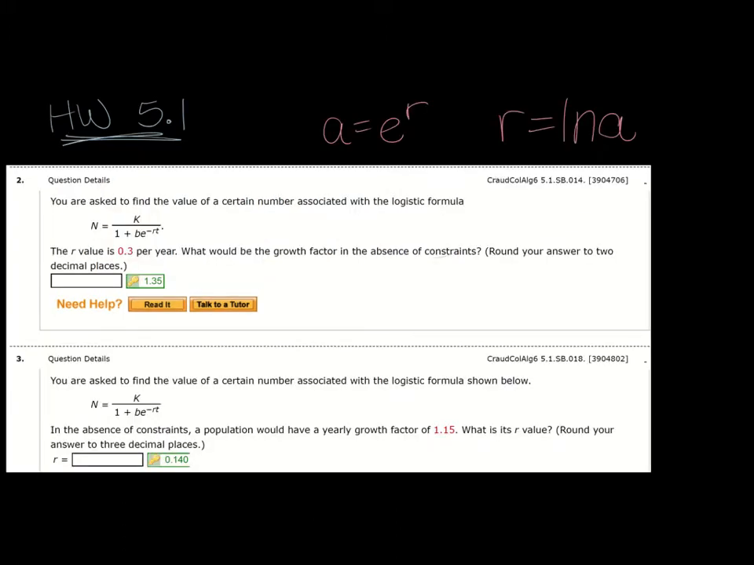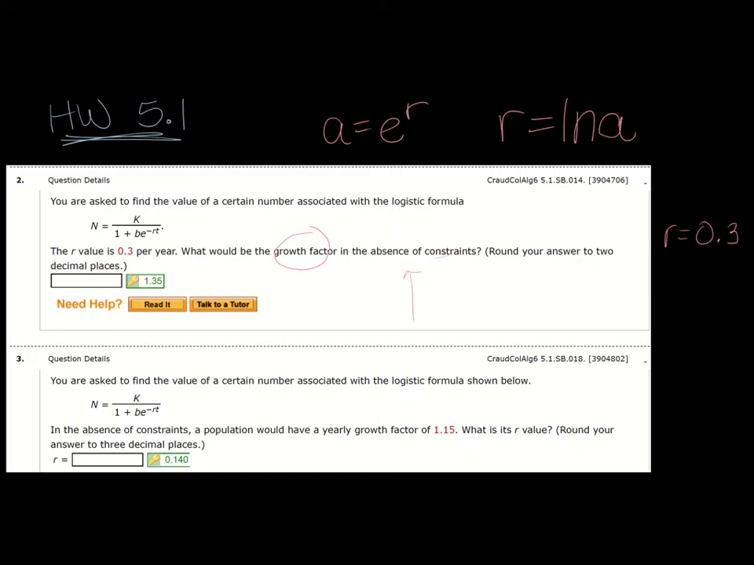Still in section 5.1, I'm looking at number 2 now. You're asked to find the formula of a certain number associated with the logistic formula. The only numbers that you could be looking for really are K, B, and R, because those are the constant values that are in this formula. T and N are variables, so those can change. They don't have constant value. We are given a value for r. That's the intrinsic growth rate. r equals 0.3. What would be the growth factor in the absence of constraints?